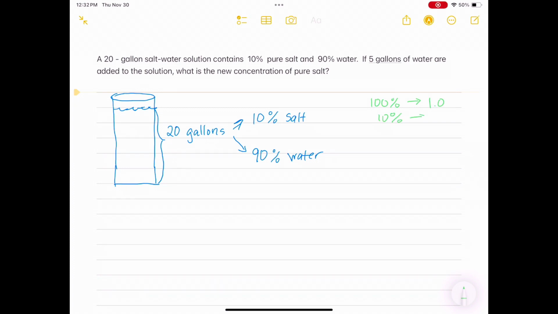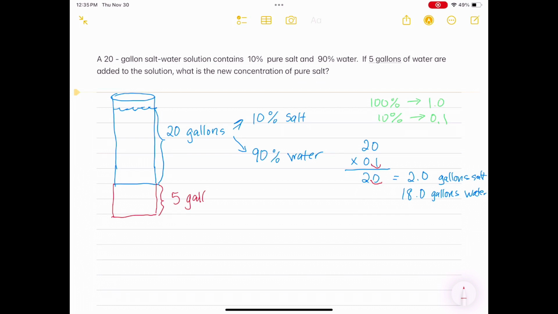So 10% becomes 0.1. Now I multiply 20 by 0.1 to figure out how many gallons is salt. 20 times 0.1 equals 2. So 2 of those gallons is salt, and the remaining 18 gallons is water. Now I need to add 5 more gallons of water to the solution, and I add it from the bottom of the container. It's one of those magic containers that grows from the bottom. Despite the nonsense drawing, we can see that we now have 25 gallons of solution.